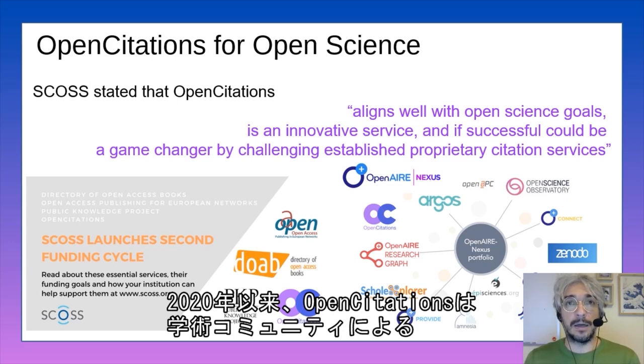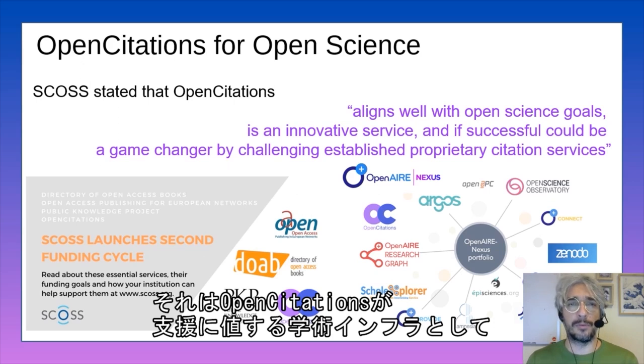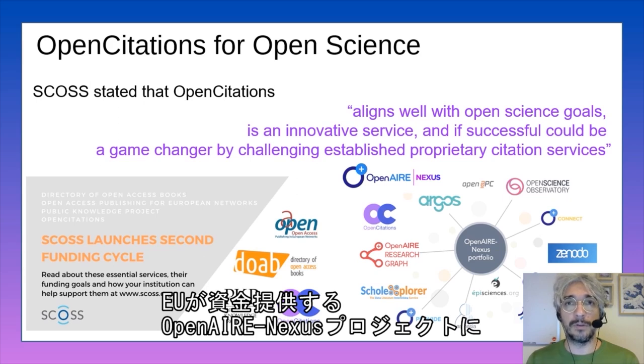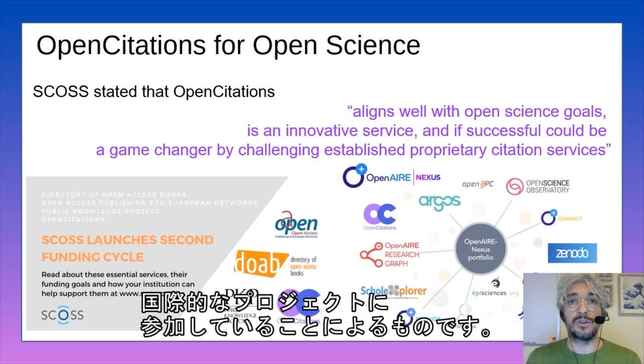Since last year, OpenCitations has benefited greatly from crowdfunding that comes from the scholarly community, that has resulted mainly from SCOSS's selection of OpenCitations as a scholarly infrastructure worthy of support, and from its involvement also in international projects, such as the OpenAIRE Nexus project, which is a European-funded project, where we work with other institutions and infrastructures, including OpenAIRE.